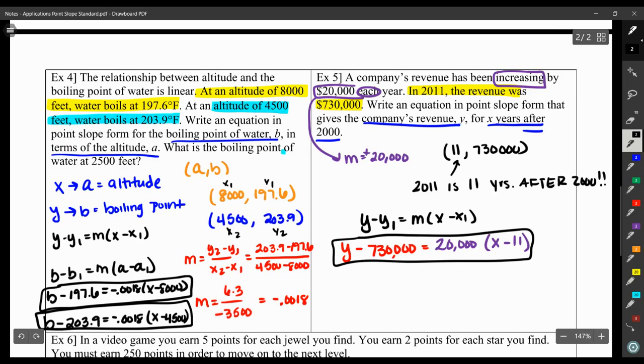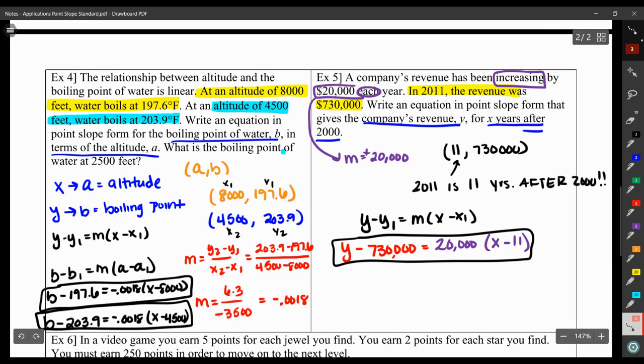And here are your solutions for example 4 and 5. So for example 4, it says the boiling point of water in terms of the altitude. So that means the boiling point is really y and the altitude is really x. So all of your coordinates are in A, comma, B. Your two coordinates: at an altitude of 8,000 feet, it boils at 197. So that means this is your x because it's altitude, and this is the y because it's the boiling point.